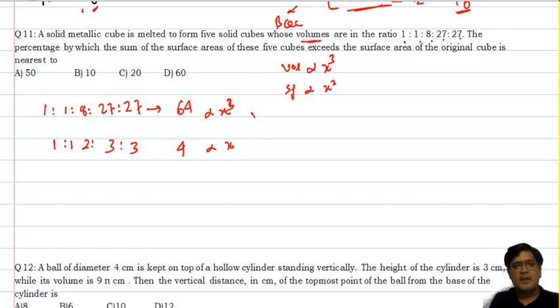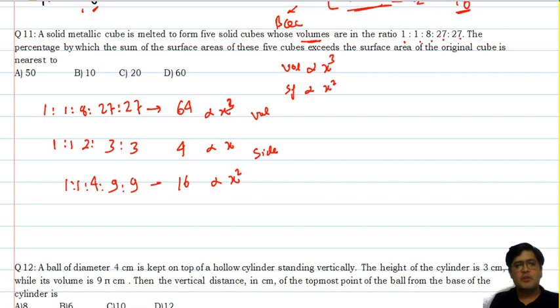Why did I do this? This was the parameter for volume. I have got the side parameter now, so I can go for surface areas. They are proportional to the side squared. So the side squares are 16, 9, 9, 4, 1 and 1.